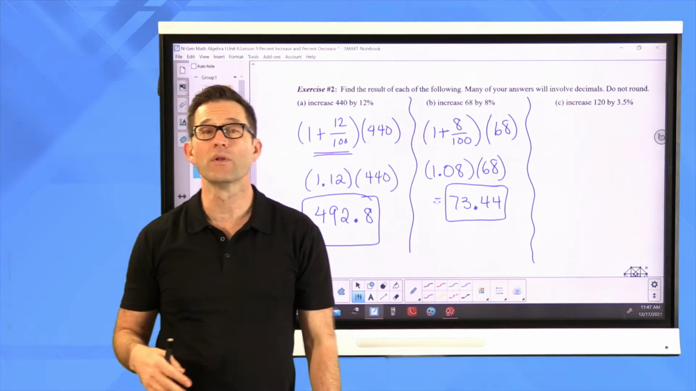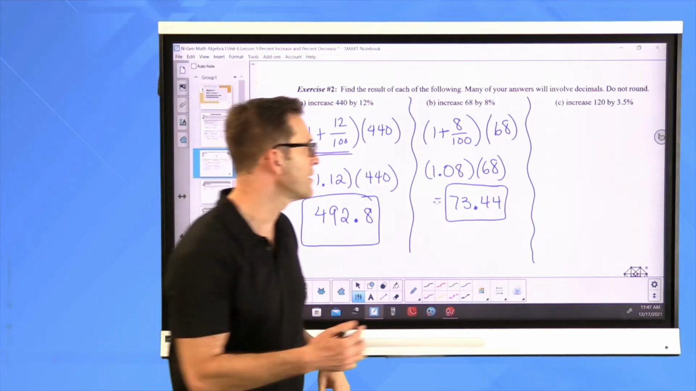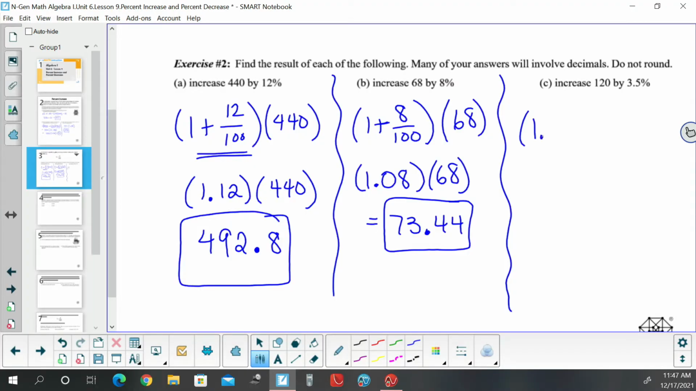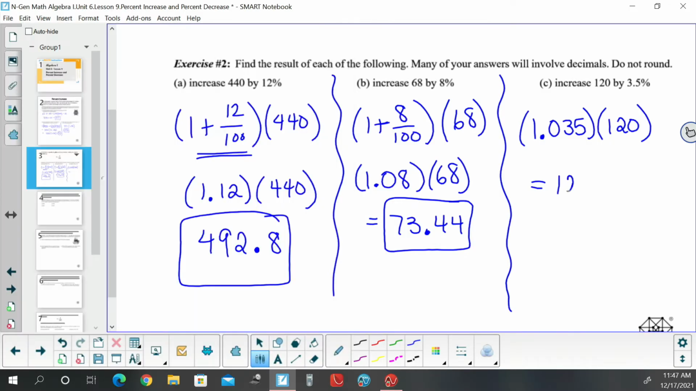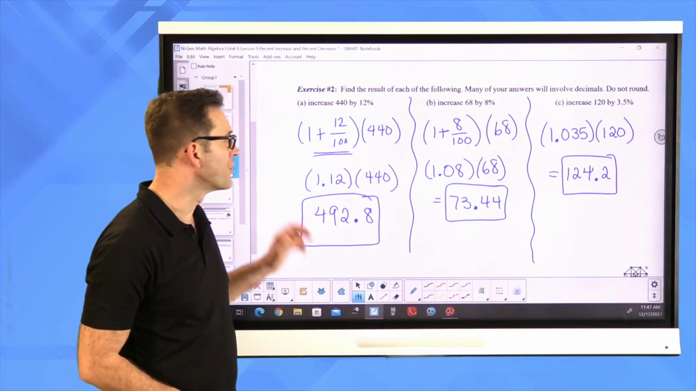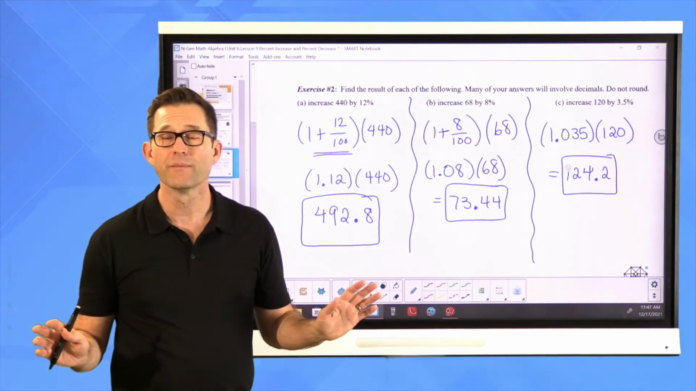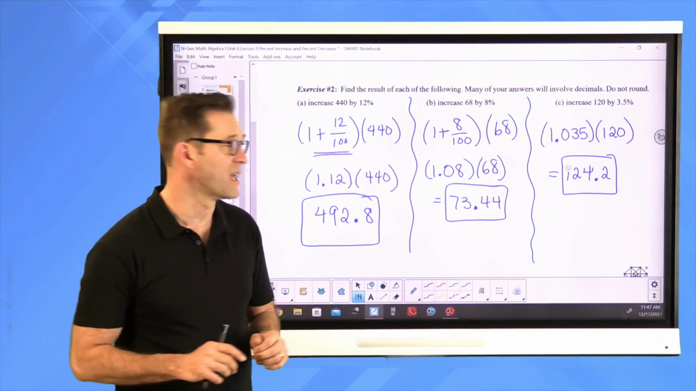And again, we talked about this in our last lesson. Very often percents will involve decimals or fractions. So I want to increase 120 by 3.5%. All right, I'm going to go right for it now. That's going to be 1.035 times 120, and that gives 124.2. It is very, very important that you understand how this works, because we're going to be constantly having to increase quantities by a certain percent.